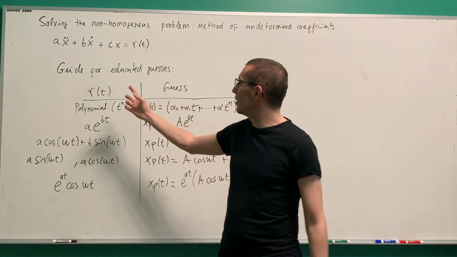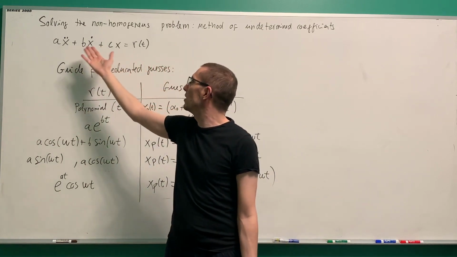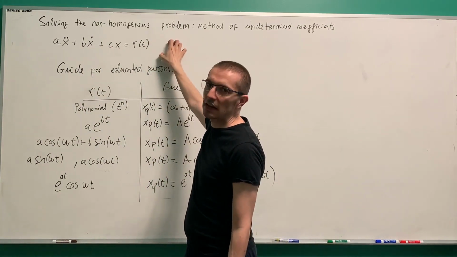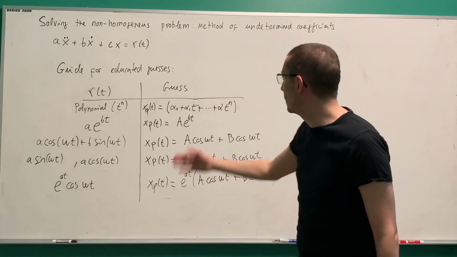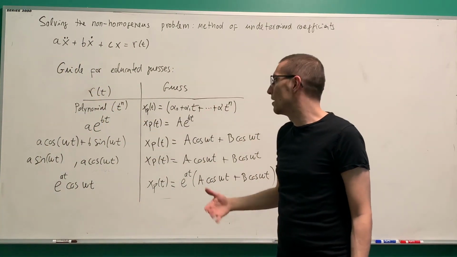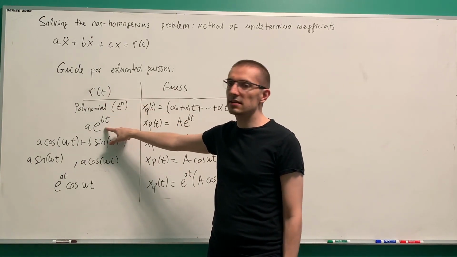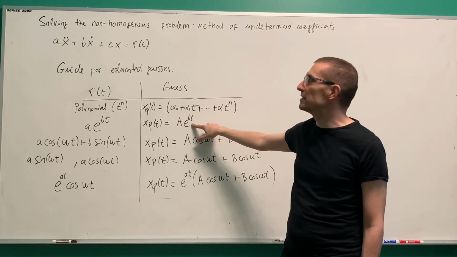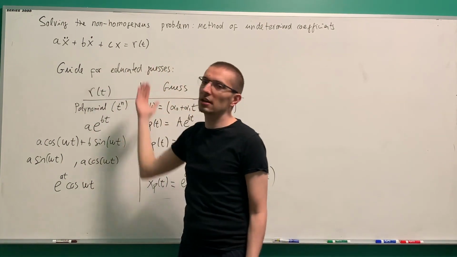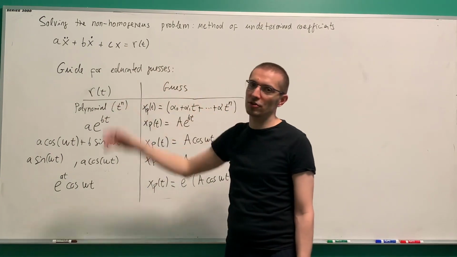So let's see, if R of t is a polynomial, then your guess should be a polynomial. A particular solution, if there's a polynomial here, well, very likely it would have to be a polynomial. So an educated guess would have a polynomial in it. All right, if the inhomogeneity is an exponential, then a good guess would be an exponential of the same exponent, because exponentials and their derivatives become exponentials as well, so there must be a particular solution that has exponential form.